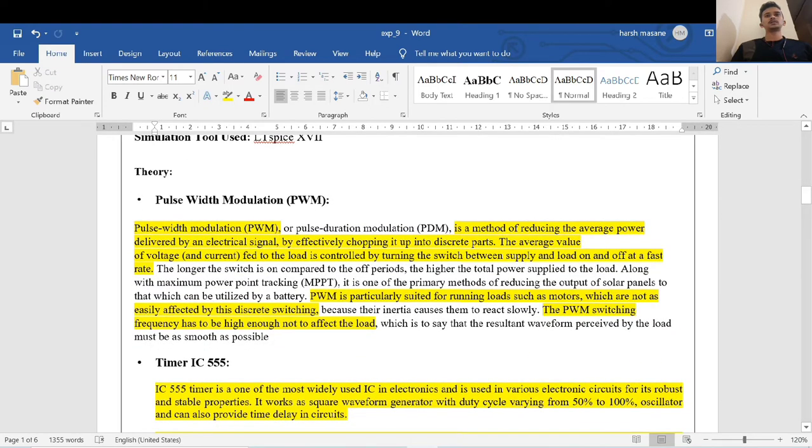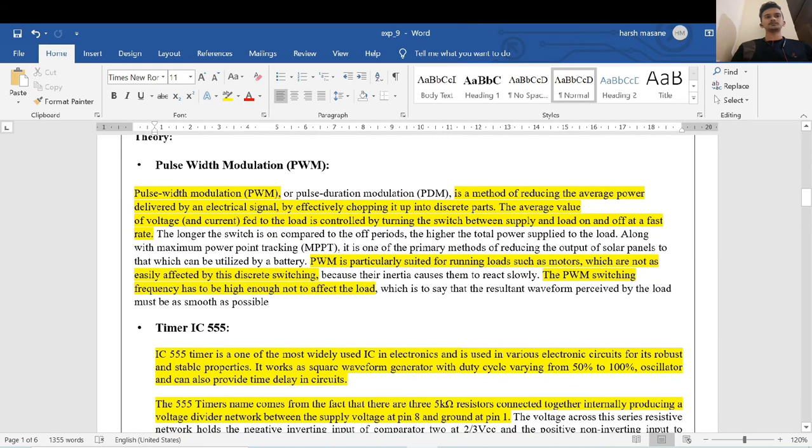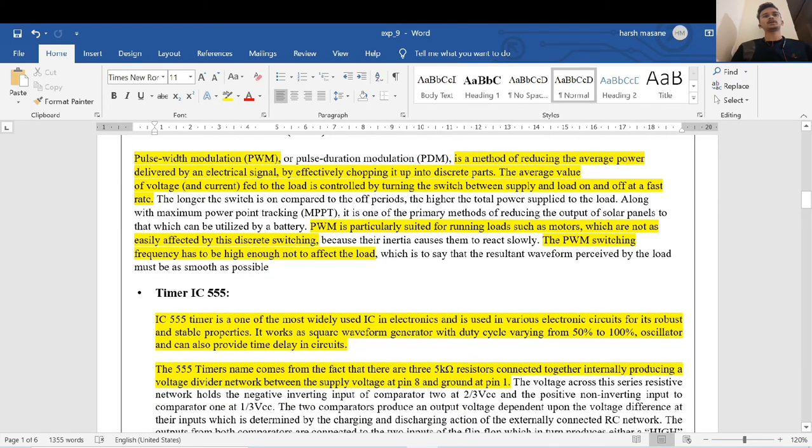It is a method of reducing the average power delivered by an electric signal by effectively chopping it up into discrete parts. So the average value of the voltage and current fed to the load is controlled by turning the switch between the supply and the load on and off at a fast rate. So PWM is particularly suited for running loads such as motors, which are not as easily affected by this discrete switching. So PWM switching frequency should be high enough so it doesn't affect the load.